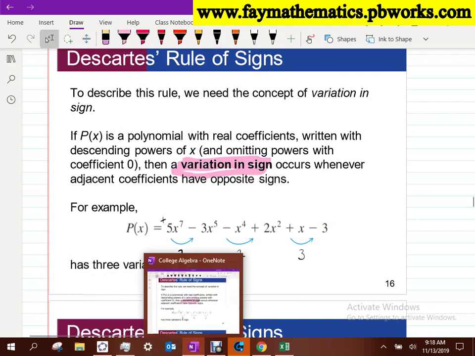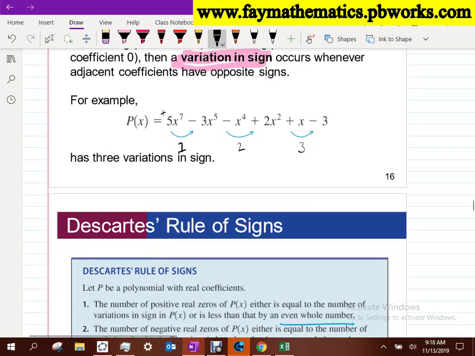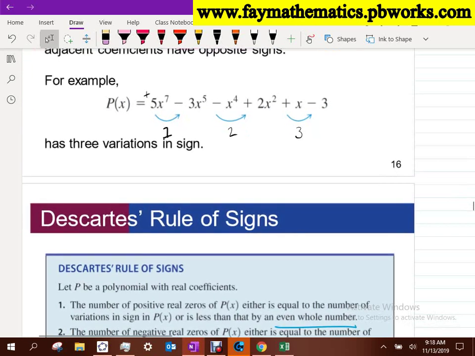What Descartes' rule of signs says, right here, I'll give you the first part of it. It says the number of positive real zeros of P of x is equal to the number of sign changes, or less than, let me phrase that again. Positive zeros is the number of sign variations or less than that by an even whole number.